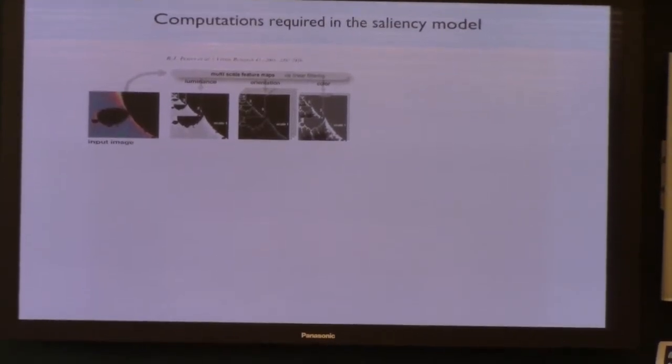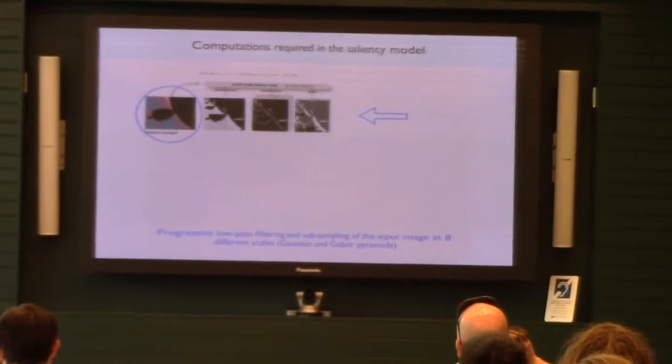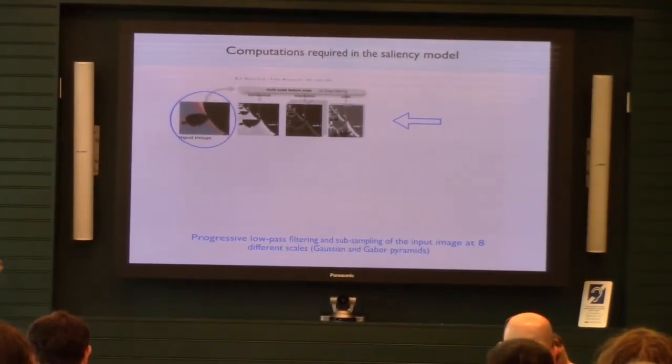So what computations are required here? Again, start with this image, you look at different features, and you do progressive low-pass filtering and subsampling of the image at 8 different scales.